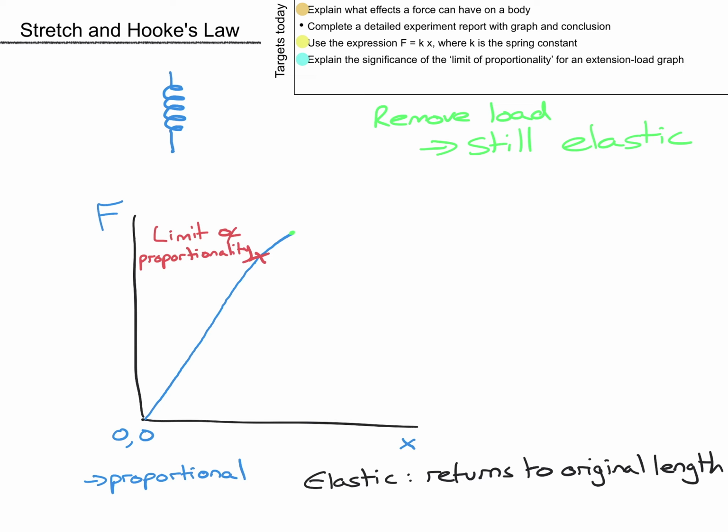If we keep going though, stretch, release, stretch and release, stretch and release, and now the spring did not go back to its original length. It's not elastic anymore. So we have an elastic limit at this point. Interestingly, if I stretch the spring again, it follows exactly the same path up to that point with the same gradient.